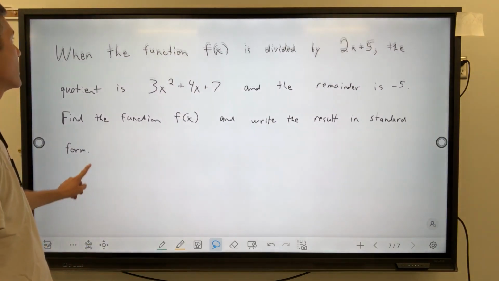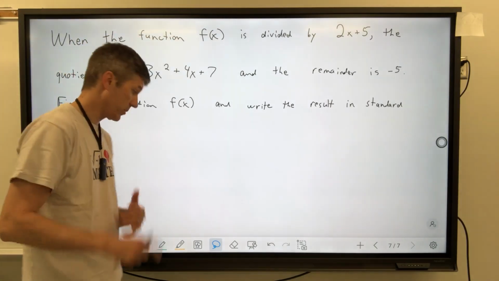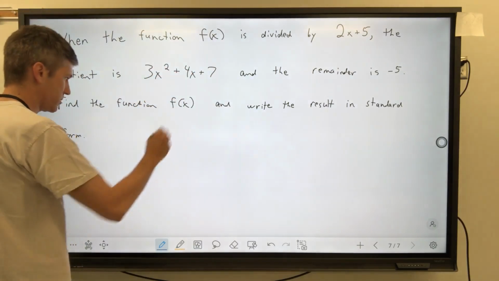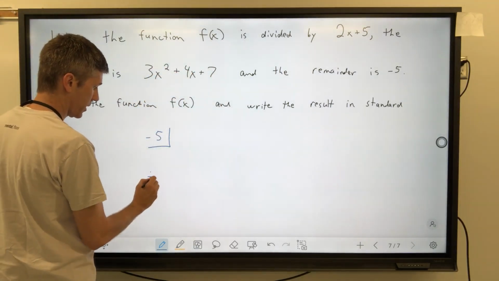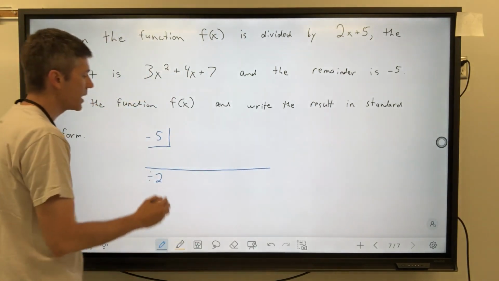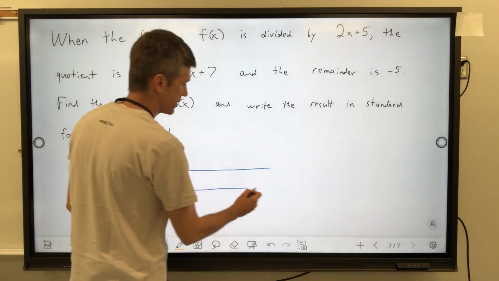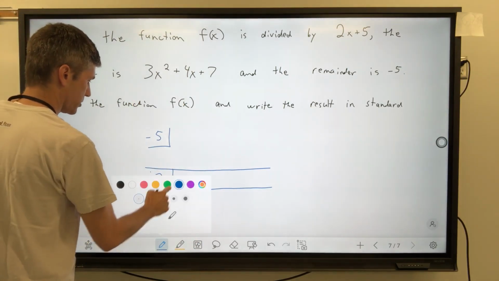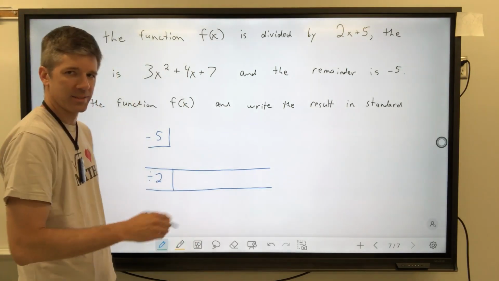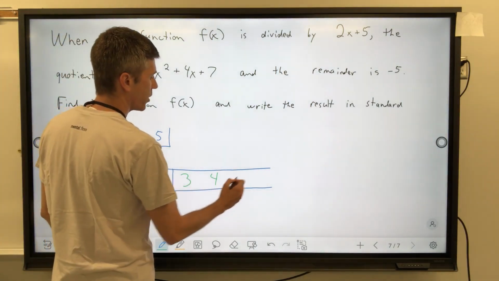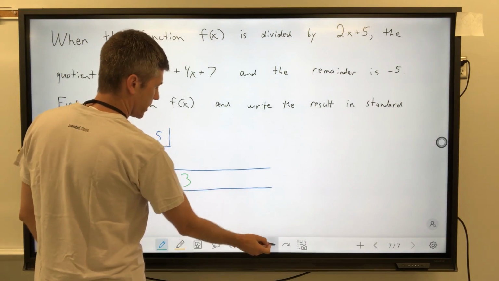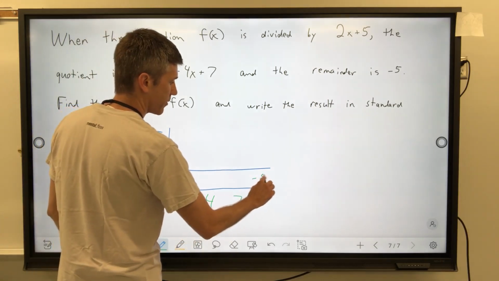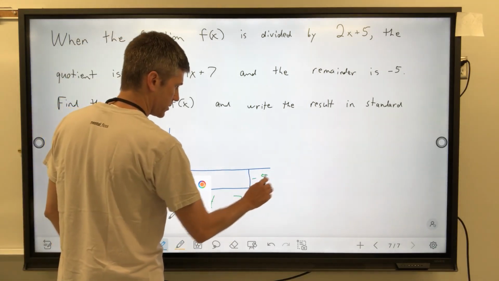And we're going to reread this and set it up using the synthetic division that we've already been doing. So let's go. When the function f of x is divided by 2x plus 5, stop right there. Negative 5 divided by 2. Now, keeping in mind what we're going to get, let's start writing the answer. We're going to get 3, 4, 7. And the remainder is negative 5. All right, that's good to know. There's your remainder right there.